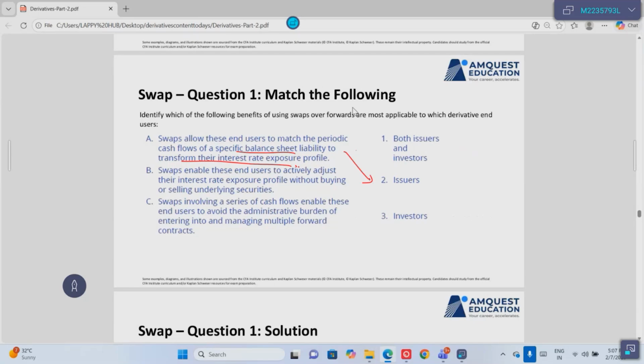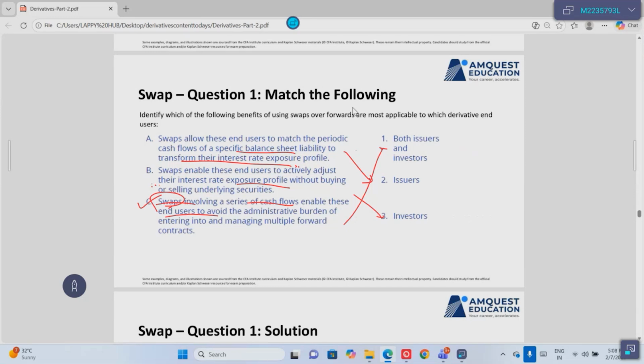Okay, fair enough. The next one is to get exposure without buying or selling the underlying securities. So you're saying B is for who? Both, or only investors? Only investors. Okay, so they are just seeing the profile without buying or selling underlying securities. And this one is both, right? Because this is the extreme: what is a swap? A swap is cash flow. So the answer will be the same for everyone. If a swap is cash flow, then it is the same for investor and issuer. He will have the same understanding of a swap, right? Effectively, correct.